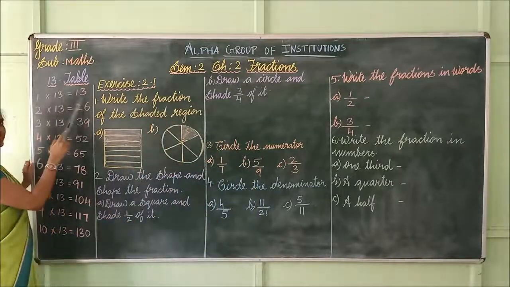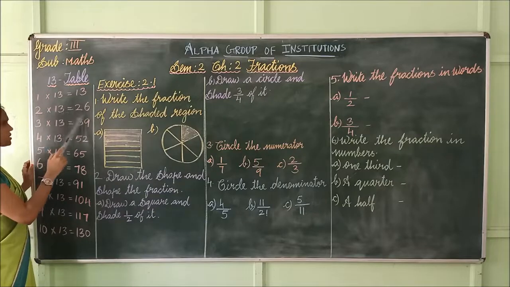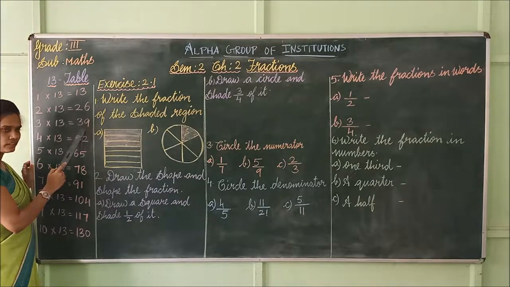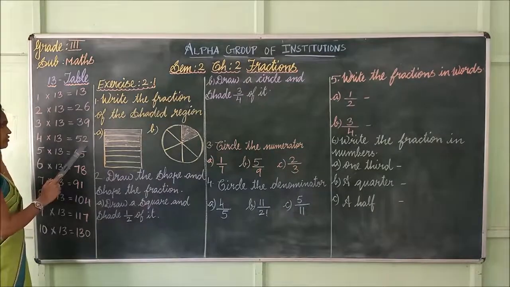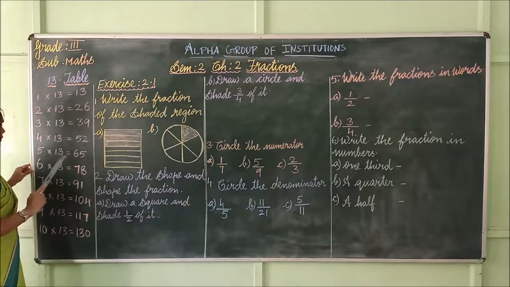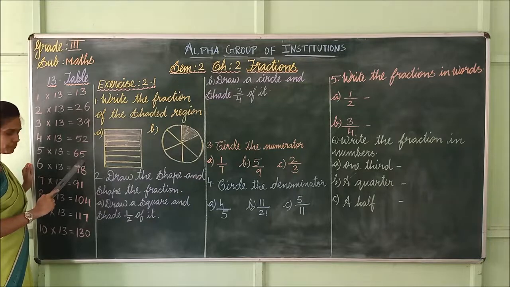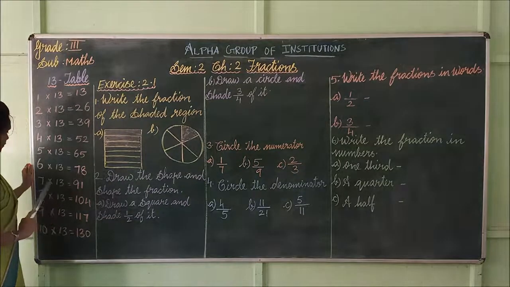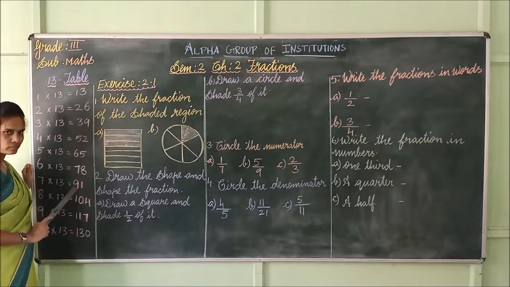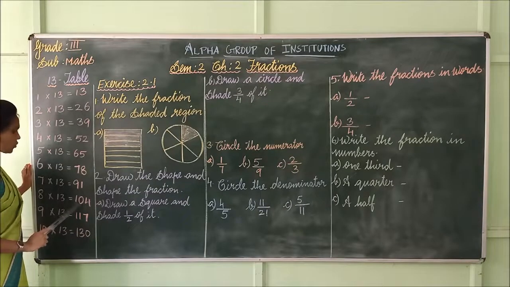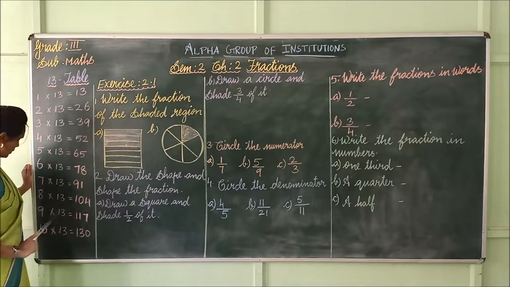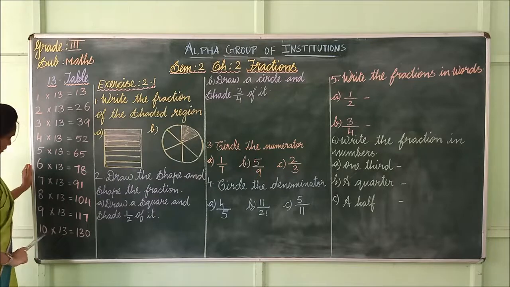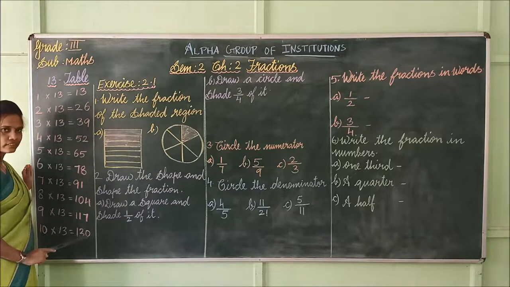1 13 is 13. 2 13s are 26. 3 13s are 39. 4 13s are 52. 5 13s are 65. 6 13s are 78. 7 13s are 91. 8 13s are 104. 9 13s are 117. 10 13s are 130.